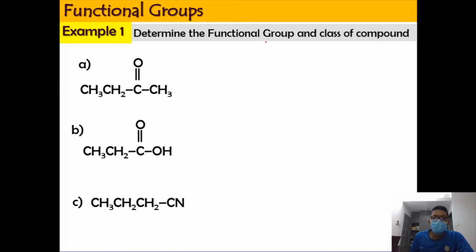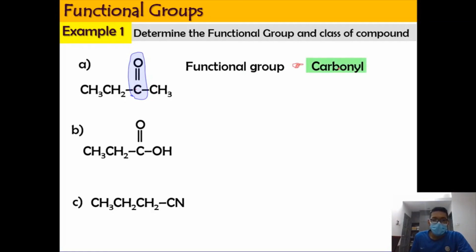Now let us do the example here. We have to determine the functional group and class of the compound. In this case, we can see that the C double bond O is very distinctive, attached to another carbon on both sides. So the functional group here is carbonyl. Meanwhile, the class here is going to be ketone because it is attached to carbon.